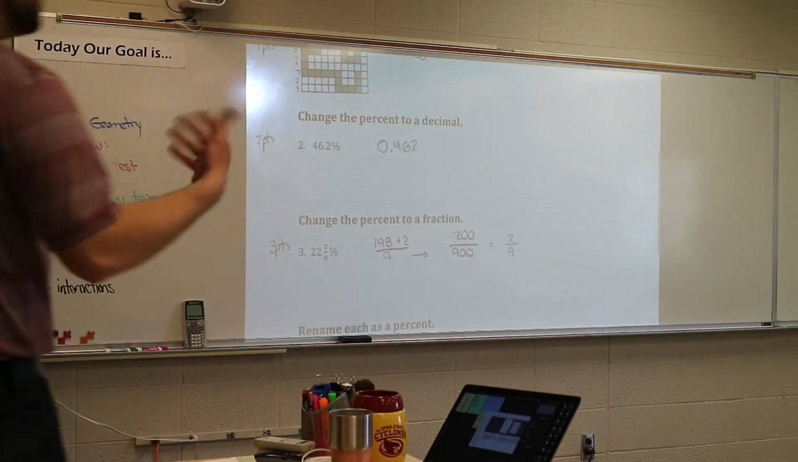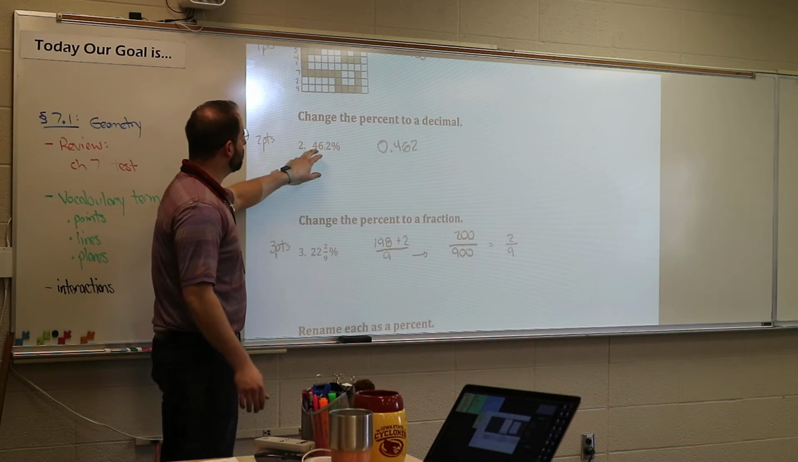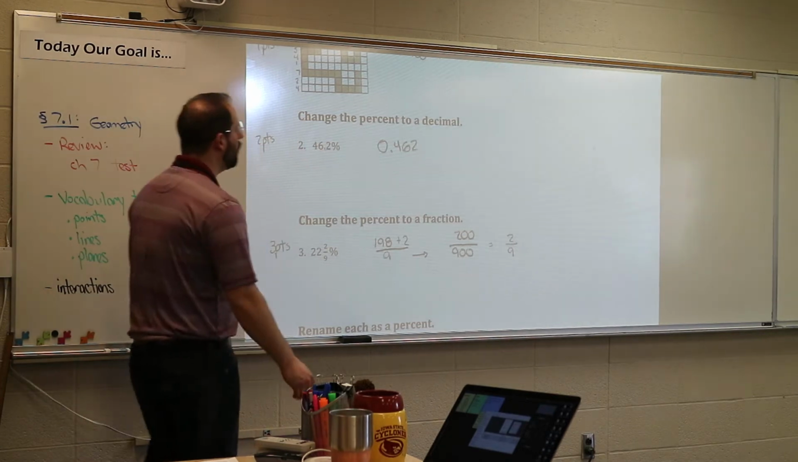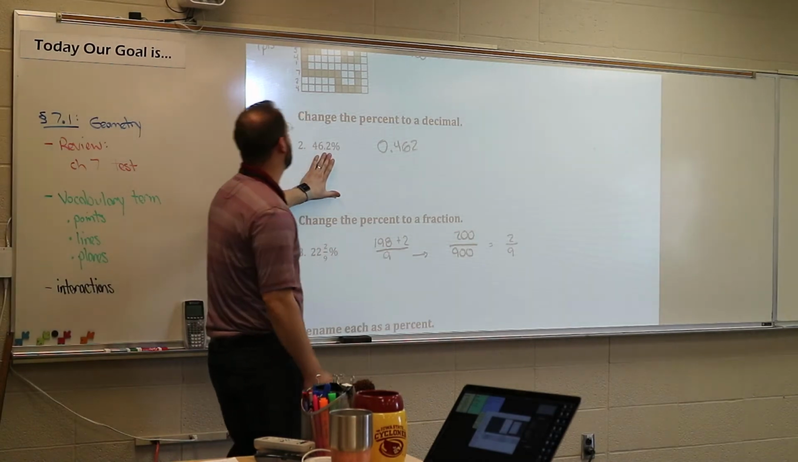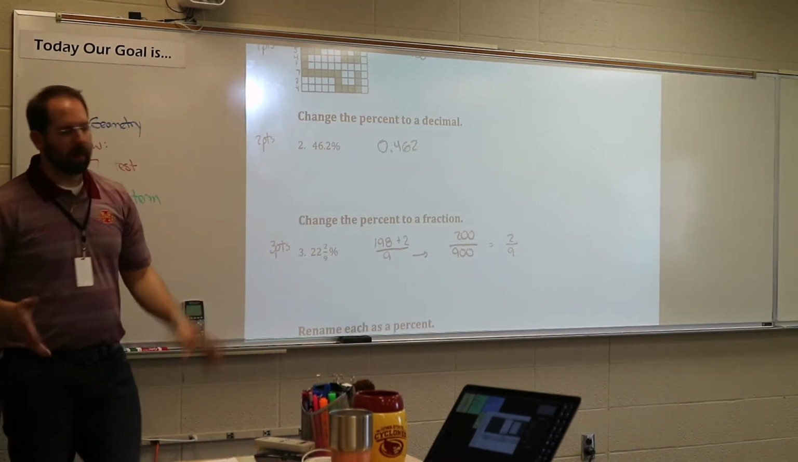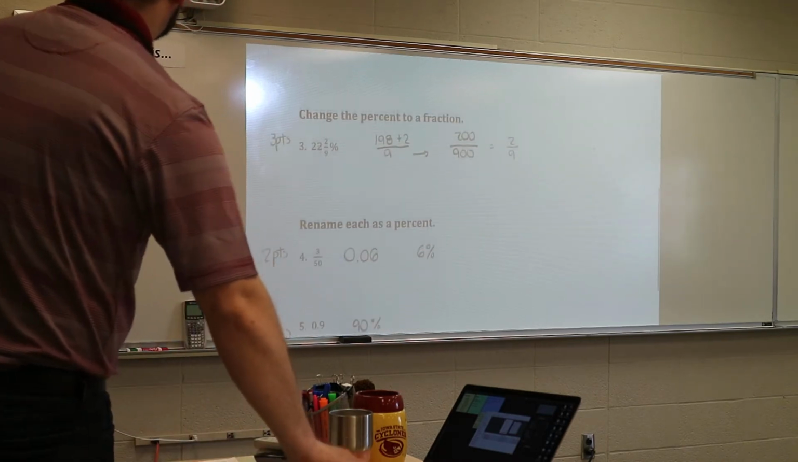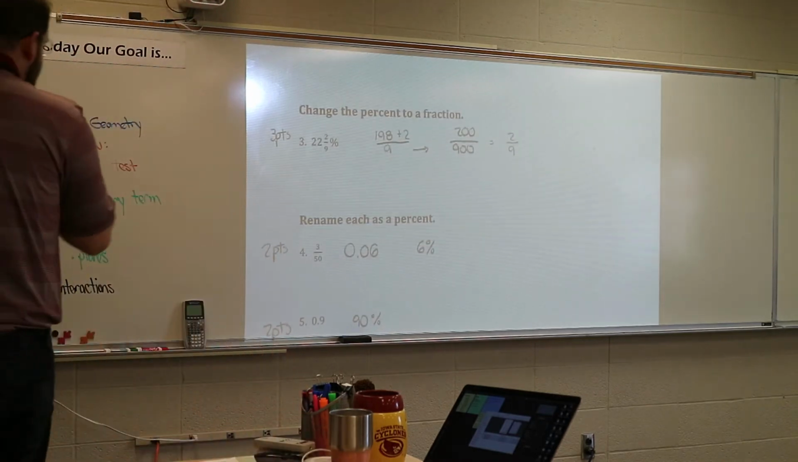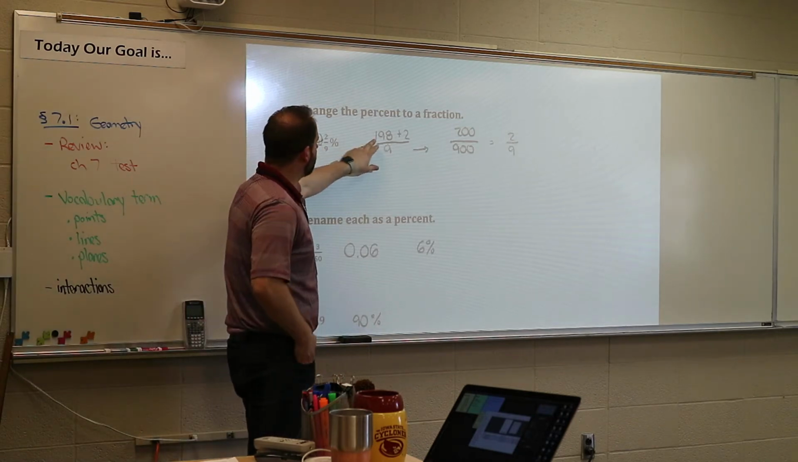Number 2, you just had to move the decimal over 2 spots. If they give you a percent, the trick is just move it over 2 spots, so it's 0.462. That's the easiest way. Or here's the other trick: just take this and divide by 100. We talked about that in class. Percents are out of 100. You can divide by 100 and give me the decimal. Next one. Number 3, you had to take the 22 times 9, which is 198.